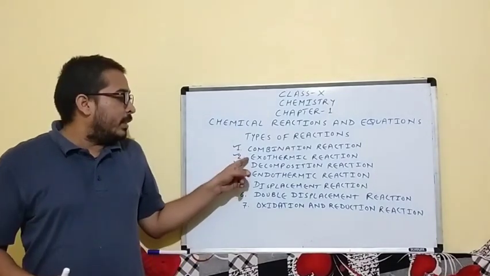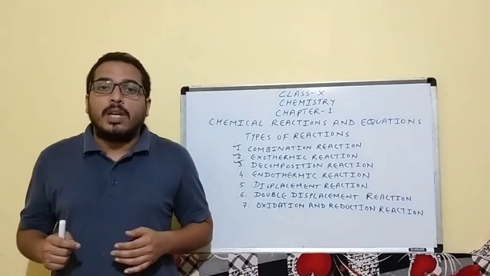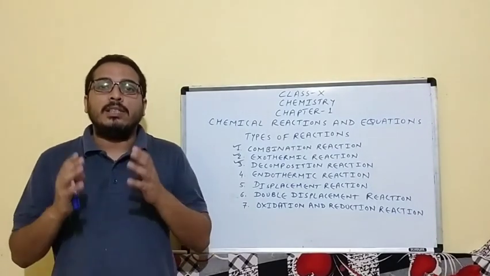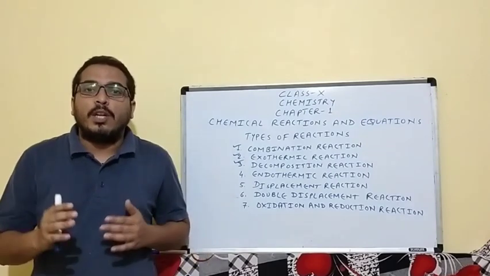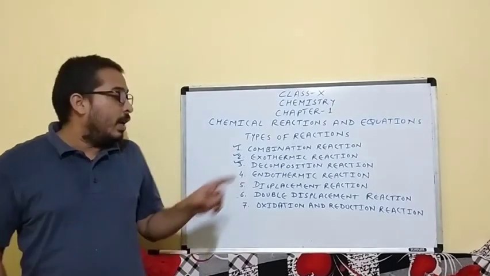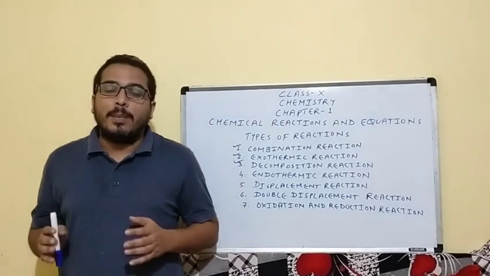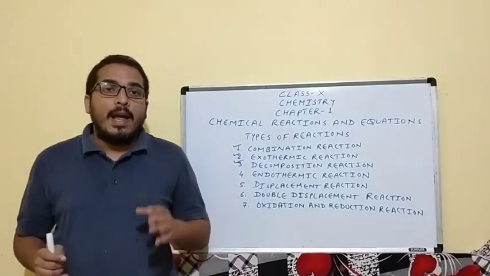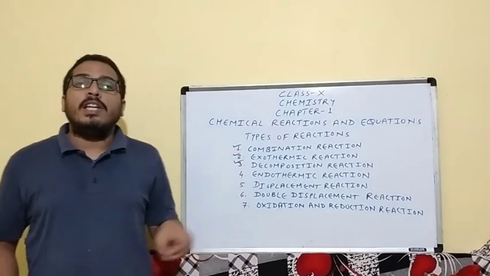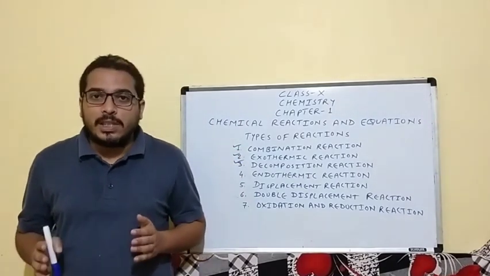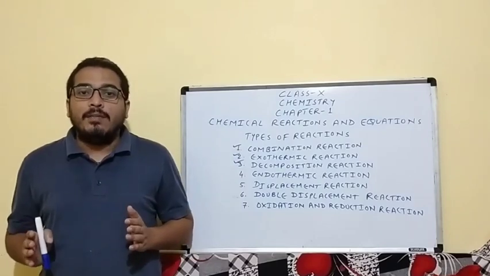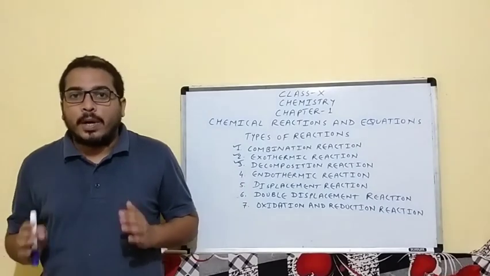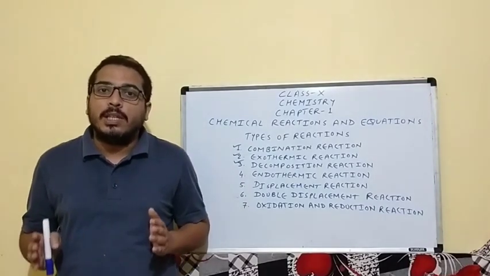And second one, exothermic reaction. Exothermic reaction means it is the reaction in which heat is released or heat is evolved from the particular process. It is called exothermic reaction. For example, respiration reaction which takes place inside the cell. And third one, we have seen decomposition reaction. Decomposition reaction means it is the reaction in which a single reactant converts into two or more than two products. It is called decomposition reaction.